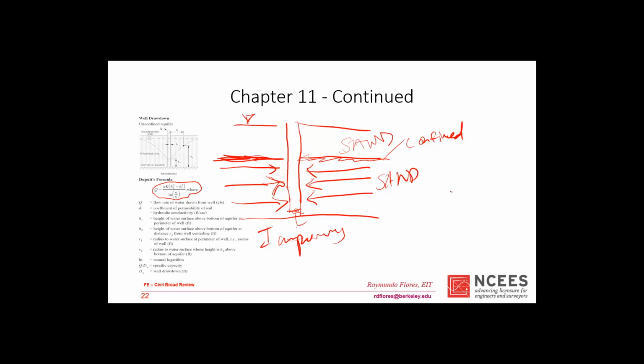So for confined, you assume that the flow here, as the heads are changing, corresponds to the height variation of that flow affecting the pipe as it goes up. So let's go ahead and erase all this.